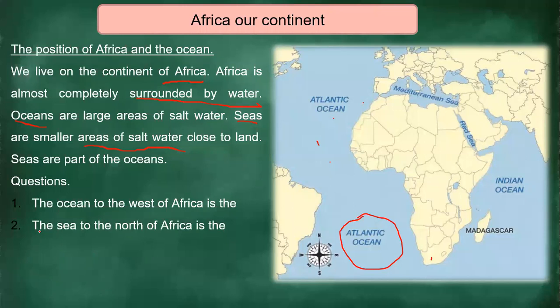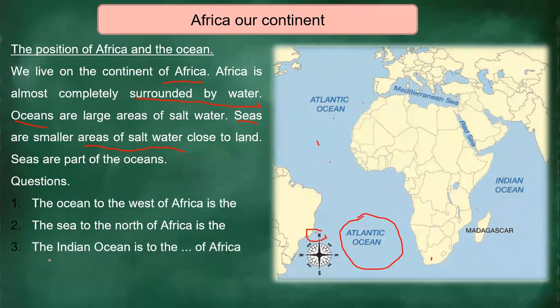Next, the sea to the north of Africa. Lizzie must tell us the sea to the north of Africa. Ma'am, it's the Mediterranean Sea. Let's check if your answer is correct. We come to the compass point here and look up. The north is up, right? And we see that the Mediterranean Sea is up, so it is the north. Thank you very much. Your answer is correct, Lizzie. Thank you, ma'am.